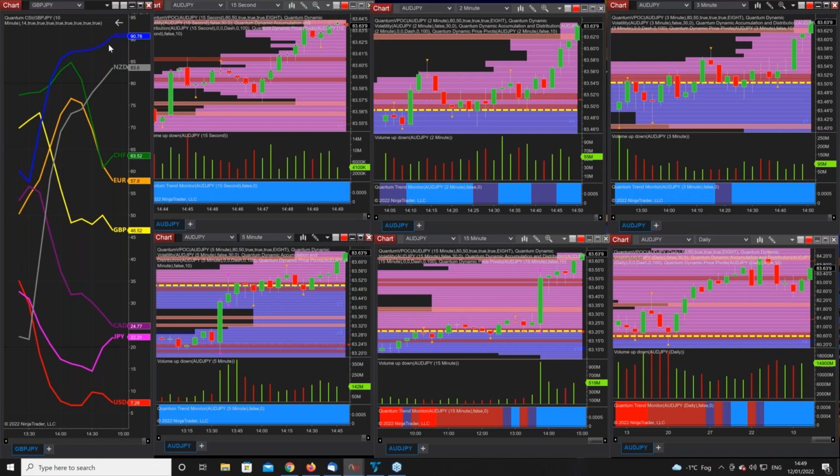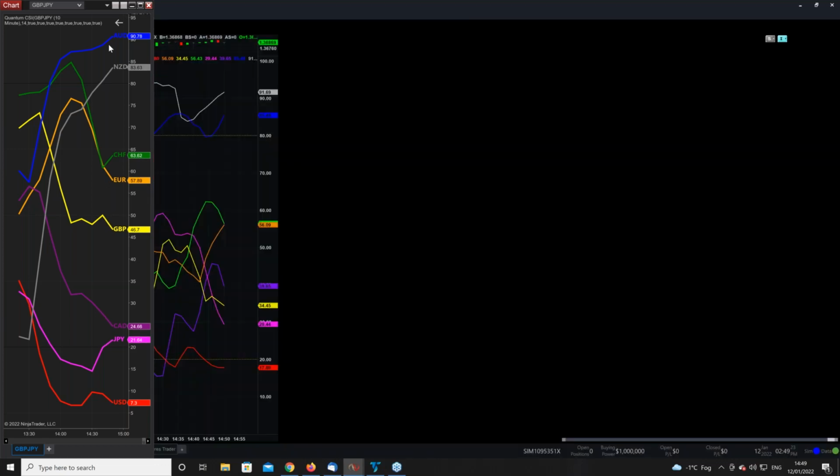Do not think that once a currency gets to an extreme of overbought and oversold, that's it, that's the end of the rally. You will be amazed at how often they will carry on deeper.